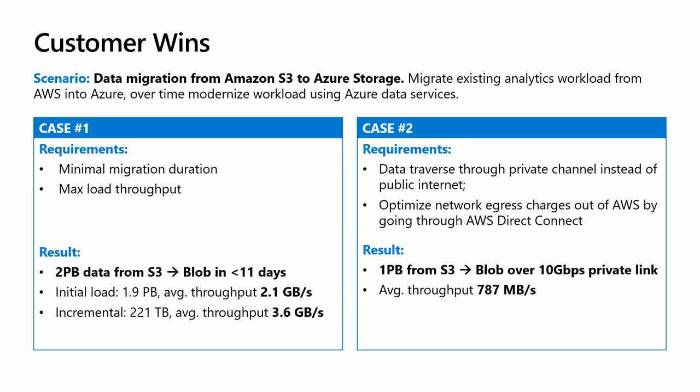The second case is similar, with 1 PB of data from S3 to Blob. Instead of going through the public network, they set up a private channel between Amazon and Azure. The consideration behind this is cost and security. With that dedicated channel of 10 Gbps, small b, they actually achieved almost 800 megabytes per second, which is on average 60% utilization of their private channel. And peak throughput is even higher than this.